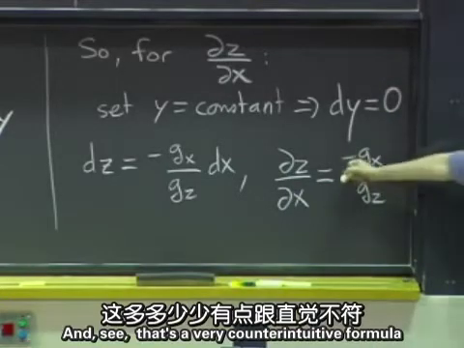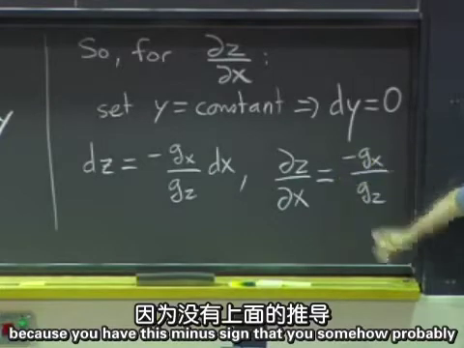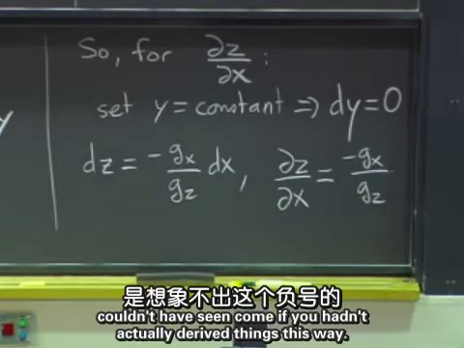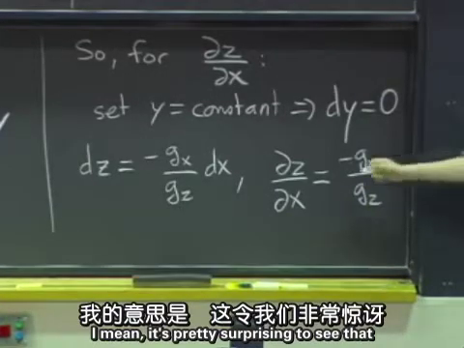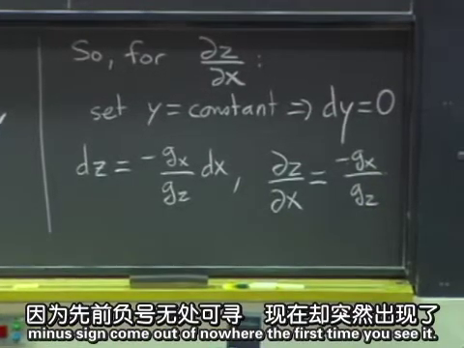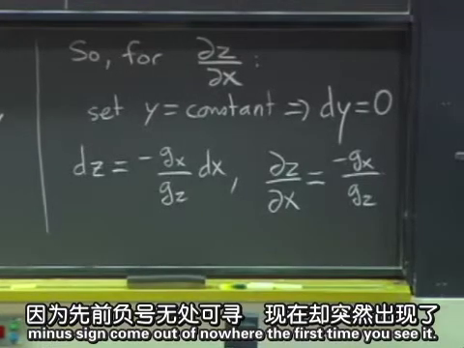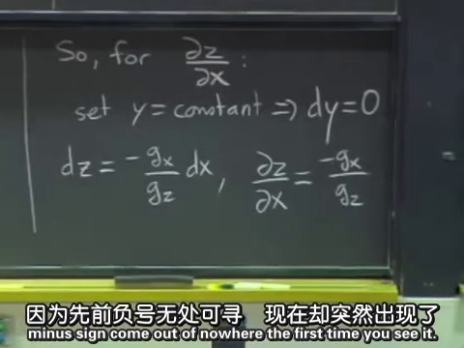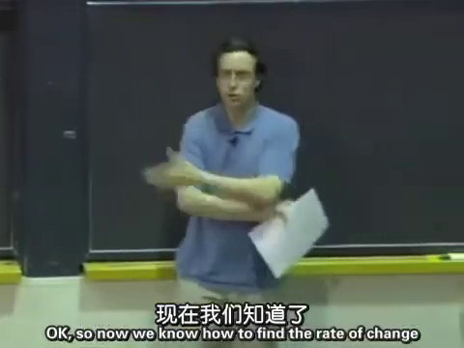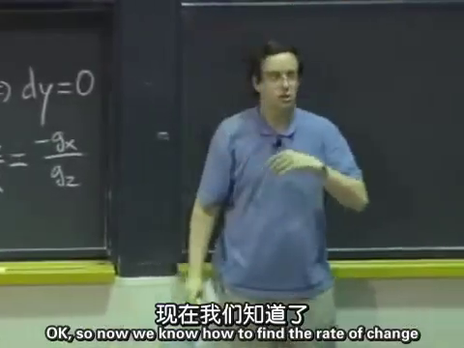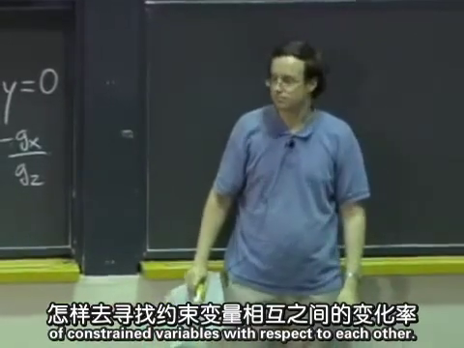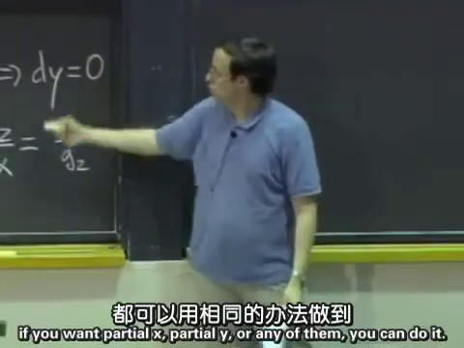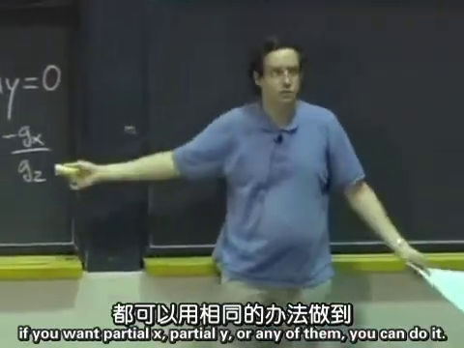And that's a very counterintuitive formula, because you have this minus sign that you probably couldn't have seen coming if you hadn't actually derived things this way. I mean, it's quite surprising to see that minus sign come out of nowhere the first time you see it. But okay, so now we know how to find the rate of change of constrained variables with respect to each other. You can apply the same to find partial x, partial y, or any of them.